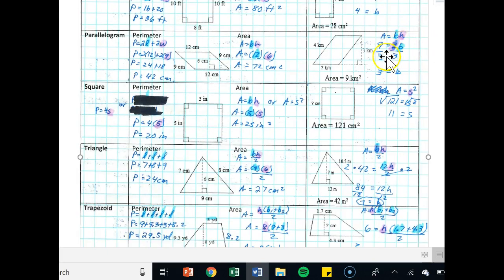Same thing with the parallelogram, right? I gave you the area of 9. Right, so hence why 9 gets plugged in. I gave you the height of 3, but you don't have your base. So 3 times the base is equal to 9. Divide both sides by 3, you get 3.